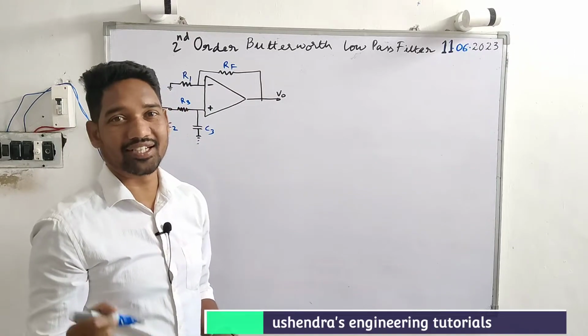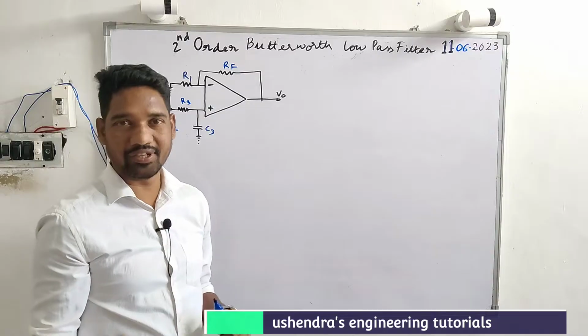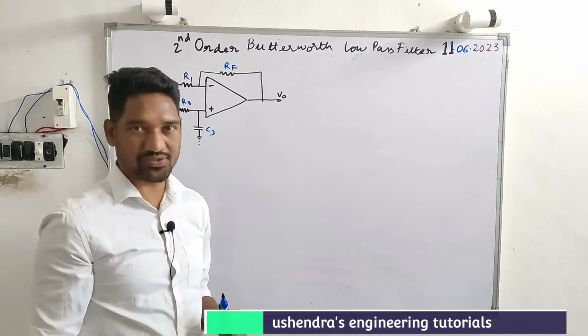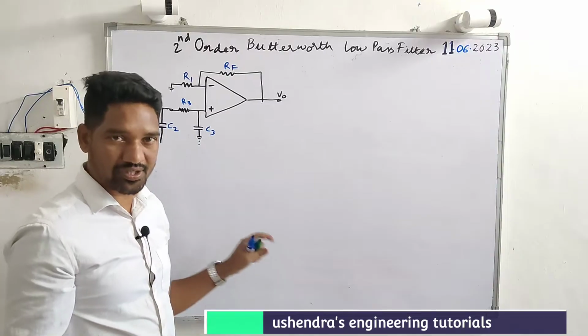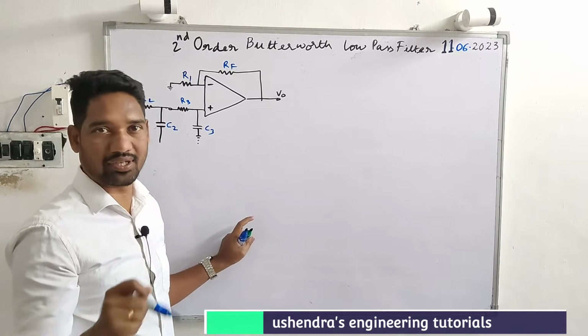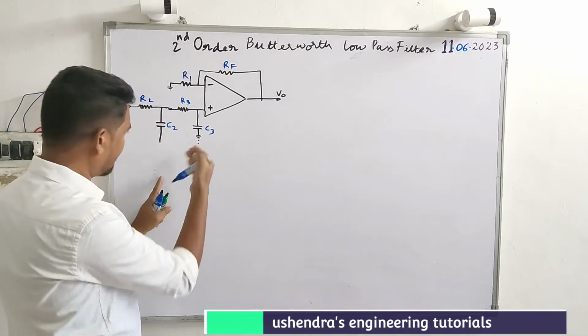Hey guys, it's a second order low pass filter with a Butterworth response, and we'll be asked to derive the transfer function. During this procedure itself we will come across the design part also. At a point we'll obtain the transfer function.